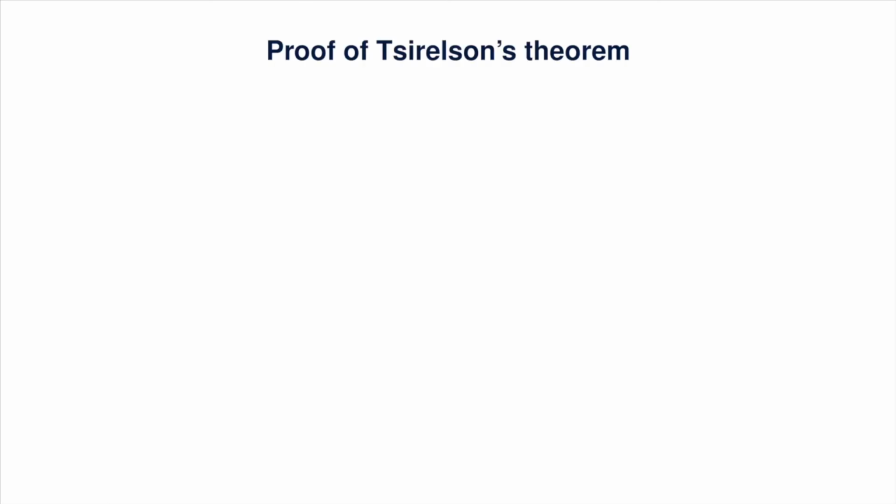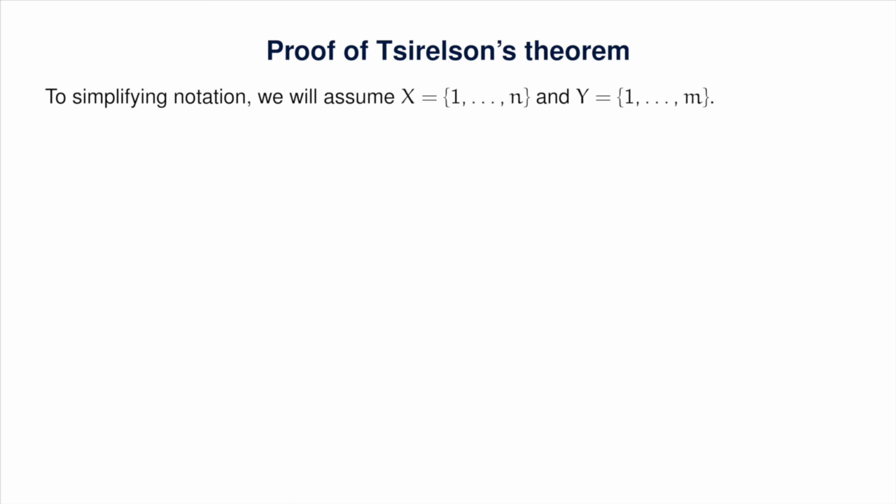Now we're ready to prove Tsirelson's theorem, and in order to keep our notation as clean as possible, let's assume that X is the set of integers from 1 to n, and Y is the set of integers from 1 to m, for any choice of positive integers n and m. We'll start by assuming that the first statement is true for a given choice of m, and our aim will be to prove that the second statement must also be true. This is the easy direction.